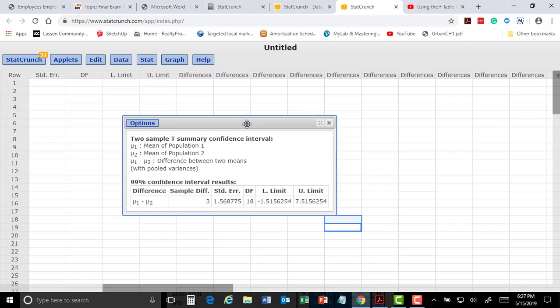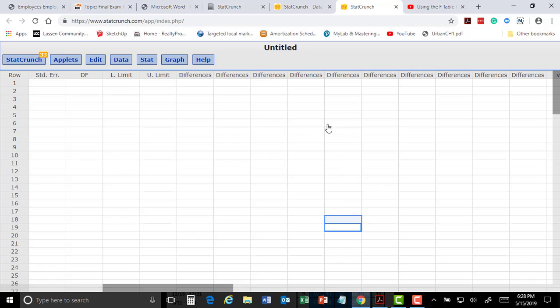The key here was pooled, because the variance of each one was the same, equal. Or if they're both really small, but not quite equal. All right, that was easy enough. Next one.